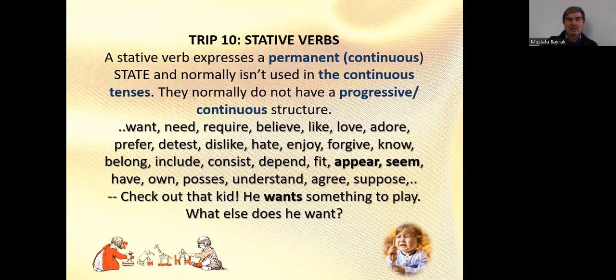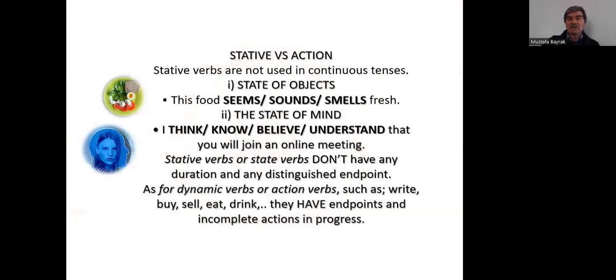Now, let's see our immediate example. Check out that kid on the right. He wants something. He wants something to play. What else does he want? He wants somebody to play with. He wants, no ing. So, of course, it is very clear, but let's get familiar with the other state verbs. You are familiar with this explanation.